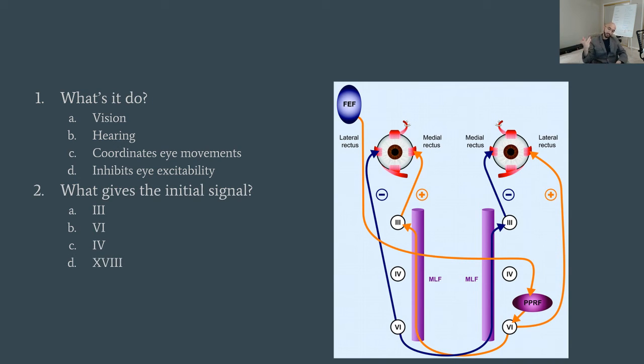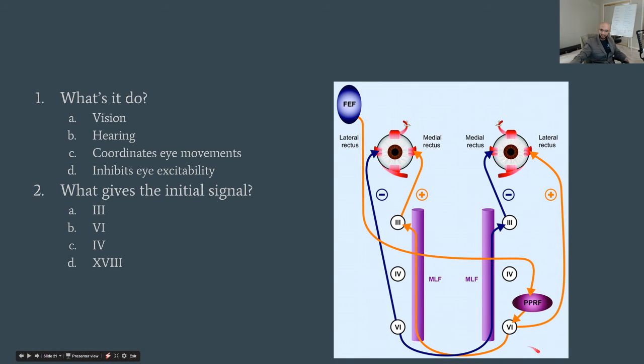Now, if you're paying attention to the chat earlier today, you will know the answer to this. The PPRF gives the initial signal, but who does it give the signal to? Okay? Dr. Miller described this in the PowerPoint when he was lecturing. He said this guy was the boss. Which structure here is the boss? All right? Which one is it? Good. Joanne, nice. Michaela, Gianna, good. This is cranial nerve 6. So the signal goes to 6 first.